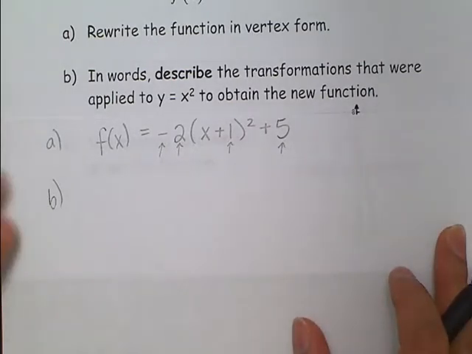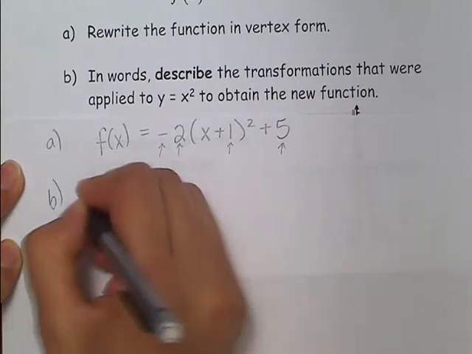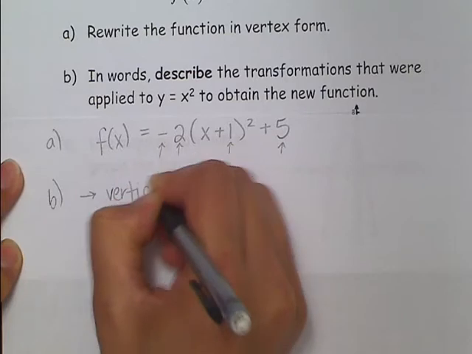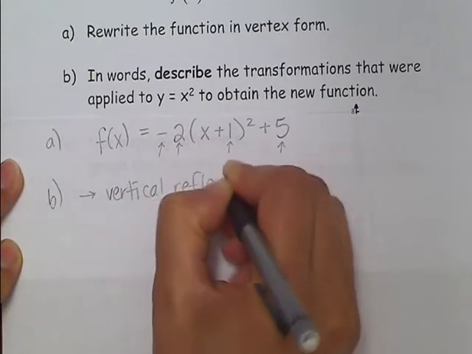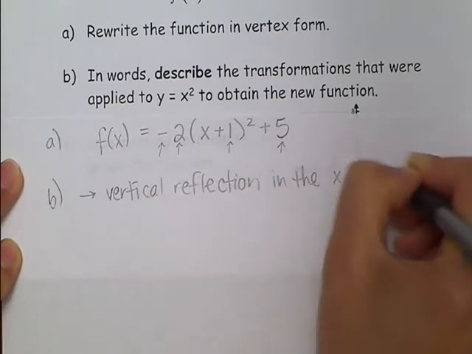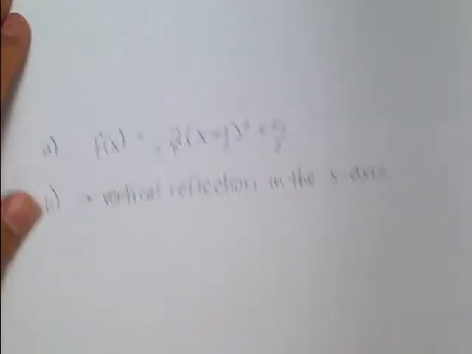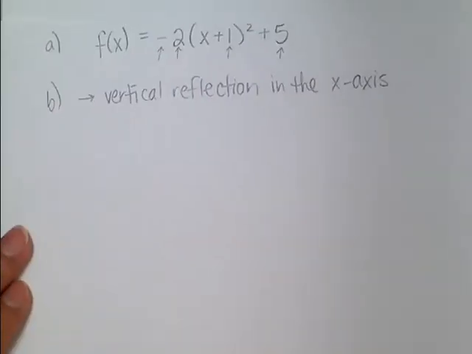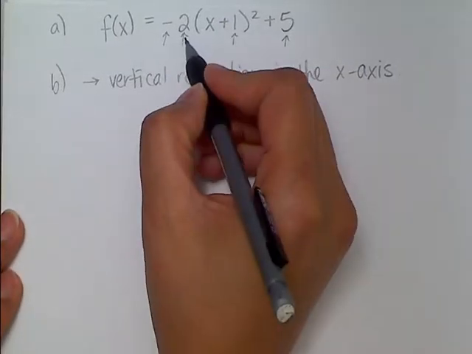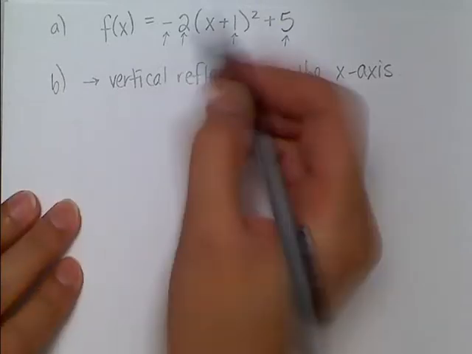I'm going to describe each one of them. Okay? So starting with the first one, the negative here, what that does to the graph is that it vertically reflects it along the x-axis. So instead of the parabola opening up, it'll open down. So the first transformation is a vertical reflection in the x-axis. Okay, so that makes the parabola open down. And I guess I can just move this to make it easier to work with. The second transformation that you'll notice is a vertical stretch by a factor of 2. Multiplying by 2 will make the graph stretch. So this is actually a vertical stretch by a factor of 2.